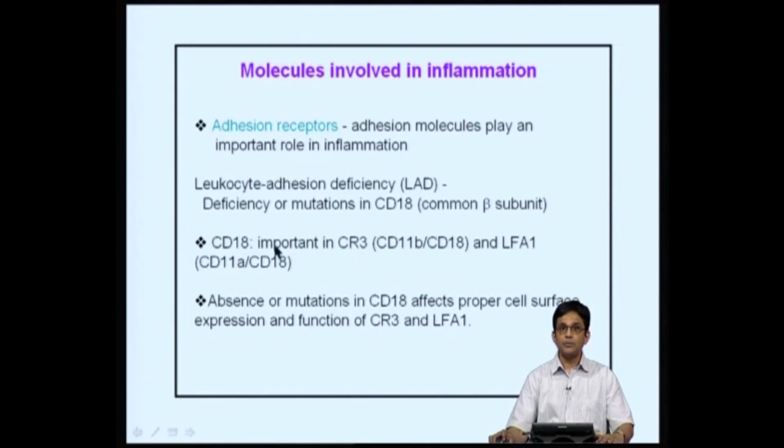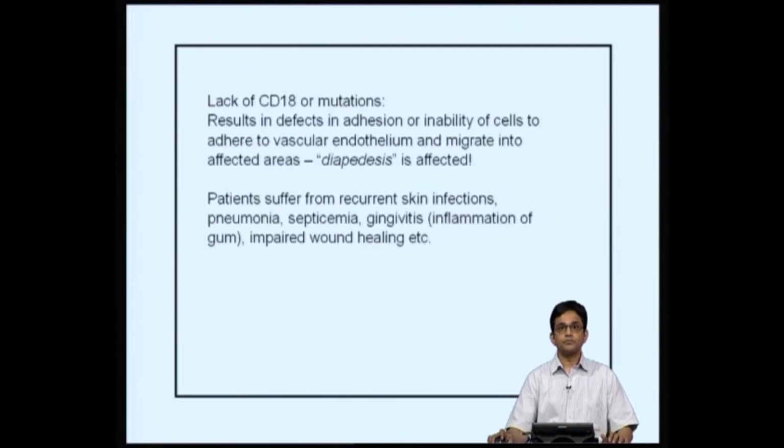Alternatively, CD18 is also important for LFA, which is an important adhesion receptor. Here the alpha subunit is different. It is CD11a, which associates with CD18. So you can see here that CD18 is common in both these two different types of receptors, but the alpha subunit is different. If you have patients that have mutations in CD18, it affects proper cell surface expression and function of both complement receptor 3 and LFA molecules.